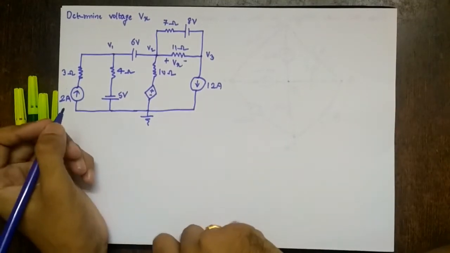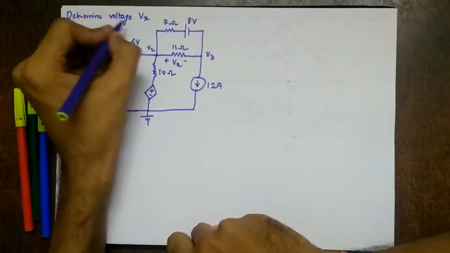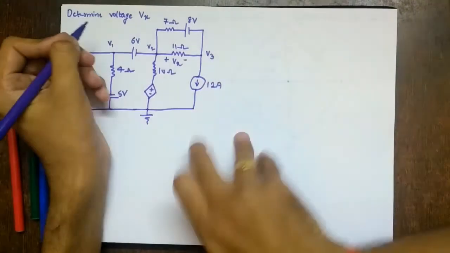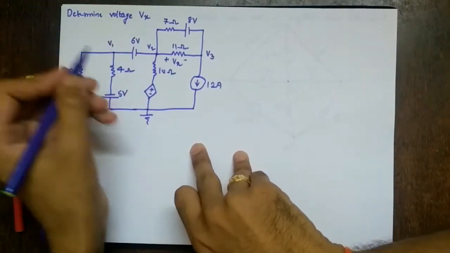So last time we covered supermesh analysis using dependent sources. So the next topic is supernode analysis using dependent sources. Determine the voltage Vx is the question. So this is the network.